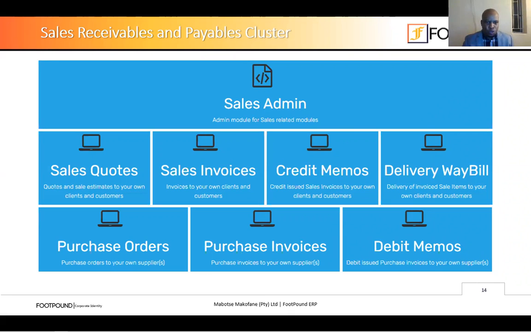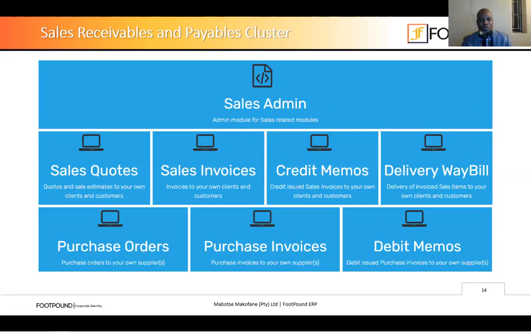And the last 3 modules in the FootPound sales, receivables, and payables cluster are your purchase order, your purchase invoice, and your debit memos. And they work similar to the first 3, just opposite, right? This is where you pay out. So if you want to order something, you will first have to save it as a purchase order in your system.